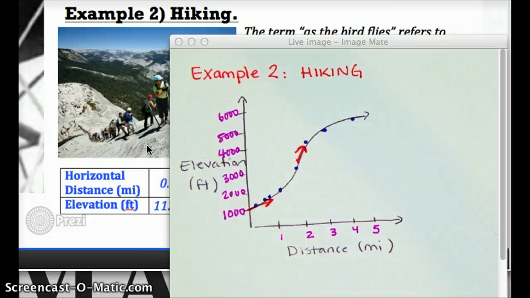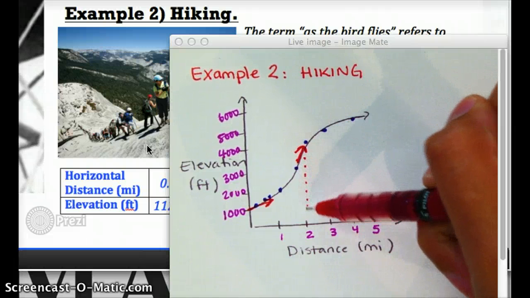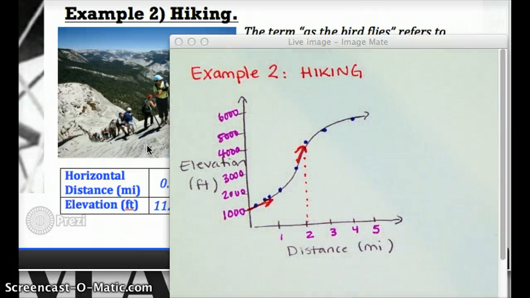It looks like the steepest part of this graph is somewhere around 2 miles in. What if I wanted to actually estimate how steep the hike was at that point? What could I try? Exactly, I could try calculating a slope.